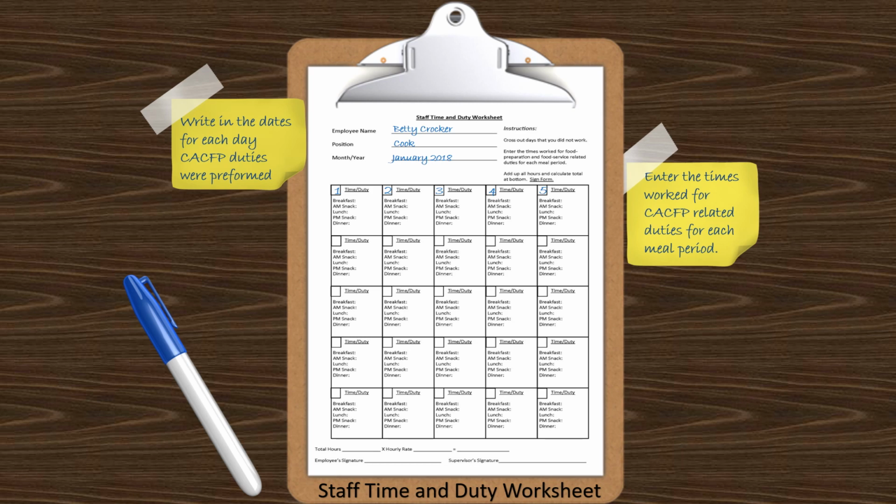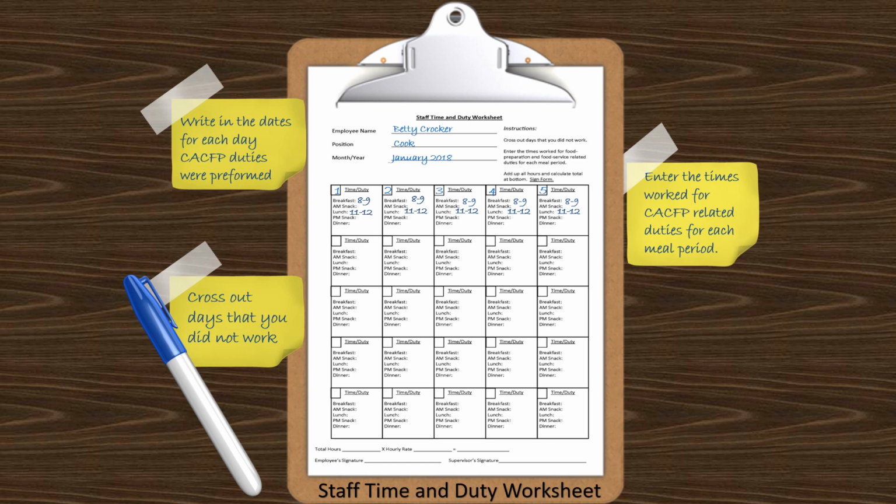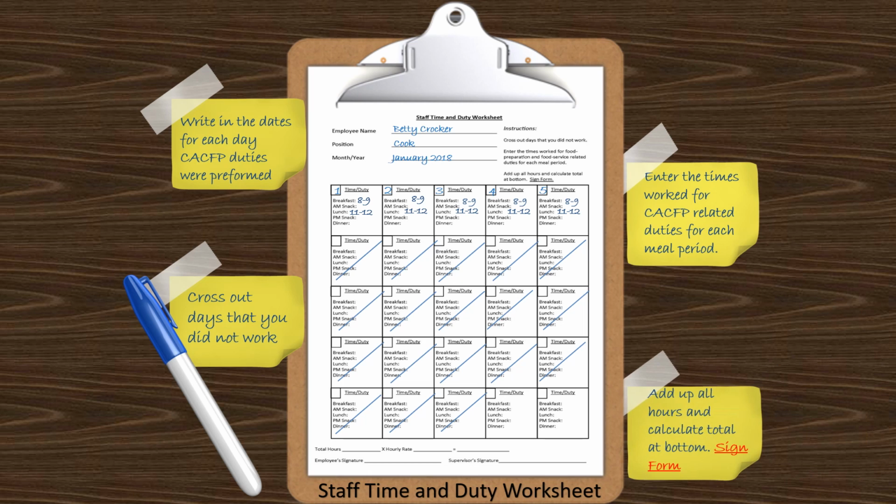Enter the times worked for Child and Adult Care Food Program related duties for each meal period. Cross out days that you did not work. Add up all hours and calculate total at the bottom. Be sure to sign the form and have your supervisor also sign the form.